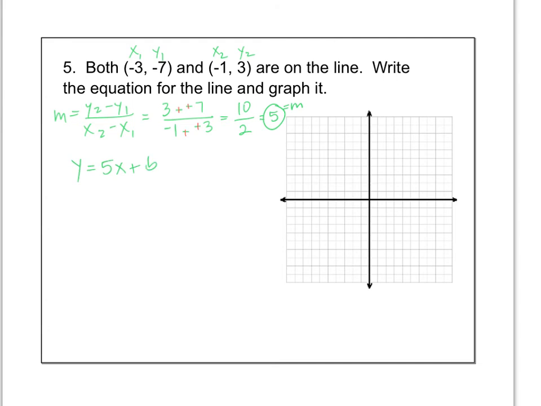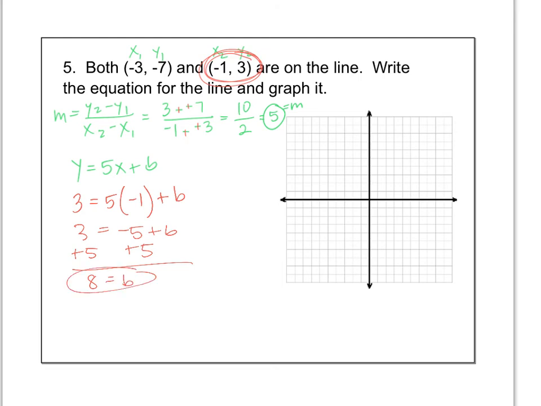So remember, what you do is you pick one of the points from up above. I'm going to pick this one because it's got smaller numbers. But you can pick either point. So you're going to plug in the 3 for the y. So 3 equals 5 times negative 1 plus b. And we're going to try to solve this for b. So we have 3 equals negative 5 plus b. Add your 5 to the other side. And 8 equals b.